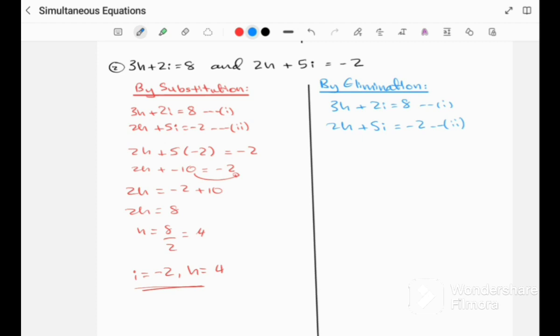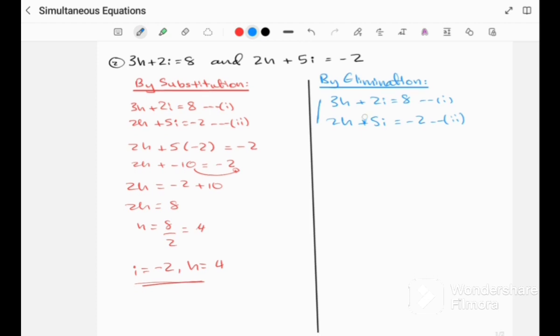Now, how do we solve this? This is not a direct elimination method in the sense that 3 and 2 are not multiples of each other, and 2 and 5 are not multiples of each other. So we'll have to use fractions and decimals to simplify this. What we're going to do here is multiply the first equation by 2.5, because 2 times 2.5 will give me 5, and I want this to be 5 to use the elimination method.